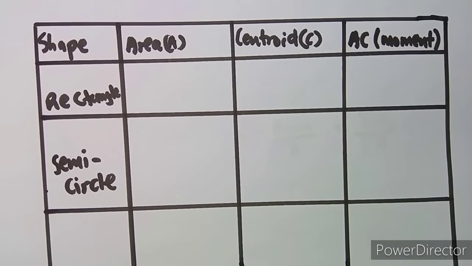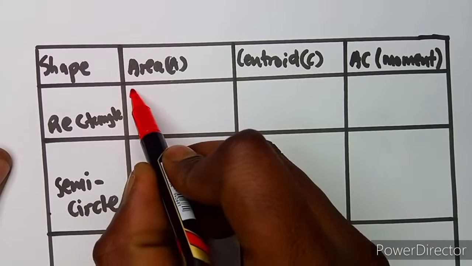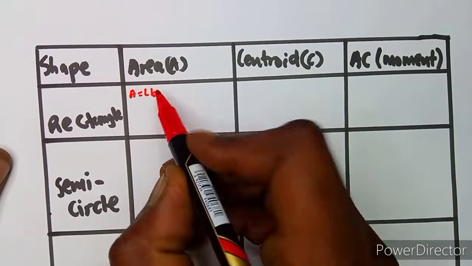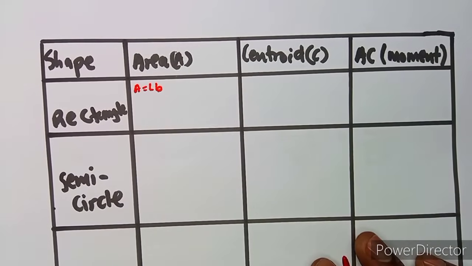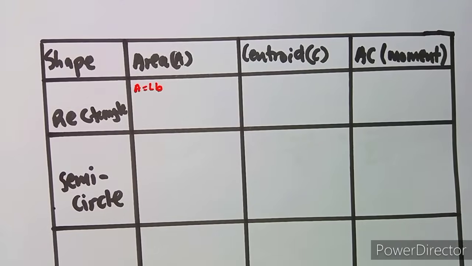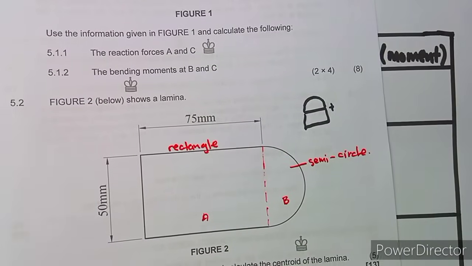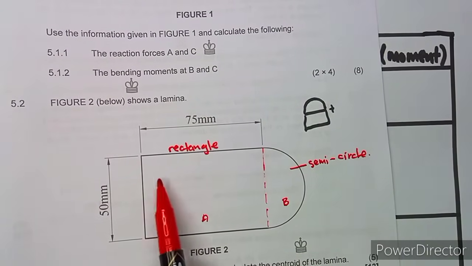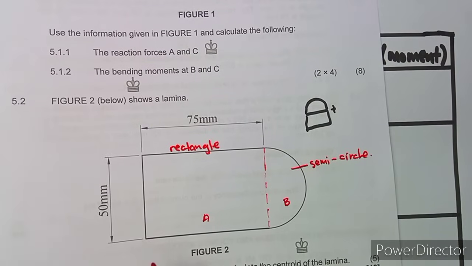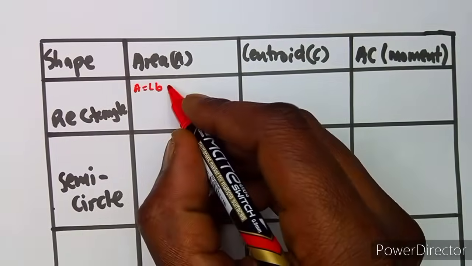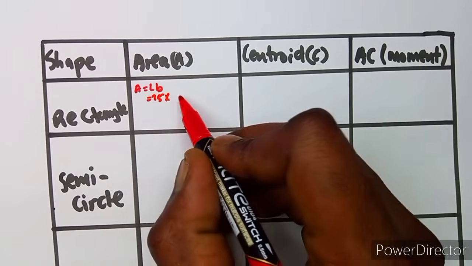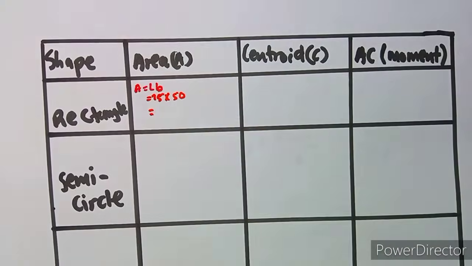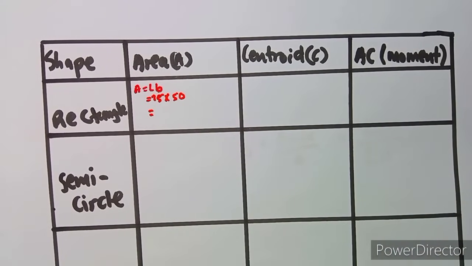Let us try and find the area of the rectangle. Guys, remember, the area of a rectangle is length times breadth. Some refer to this as length times width, it's the same thing. The length is 750 and the width is 500, and these are millimeters. So I'm going to write aside here 75 times 50, and you're going to obtain 3750 in this case.